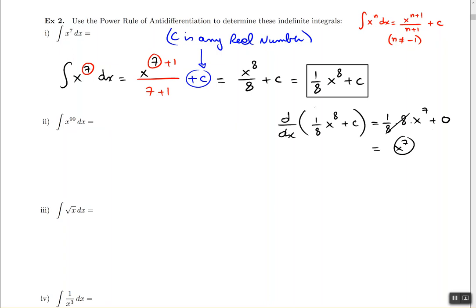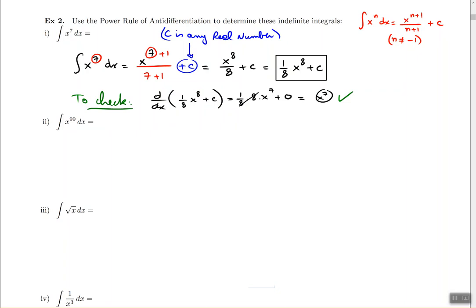Now obviously that last step is not really required. You don't have to do the check unless you're not sure of your answer. So do you think you can do the x to the power of 99 problem? So let's see, x to the power of 99. Pause the video for a couple of seconds. See if you can do the problem with the right notation and everything else.